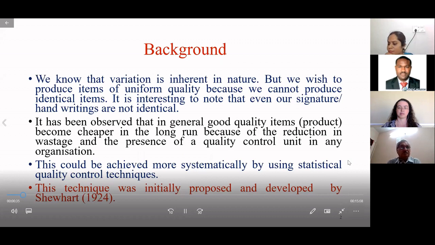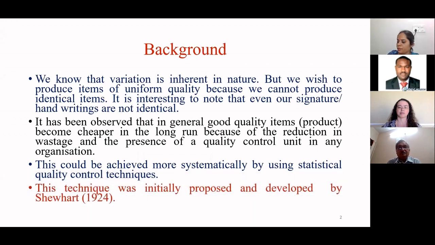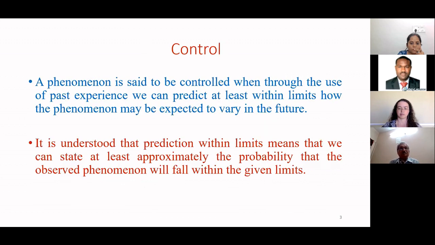It has been observed that in general, good quality items or products become cheaper in the long run because of the reduction in wastage and the presence of a quality control unit in any organization. This could be achieved more systematically by using statistical quality control techniques. This technique was initially proposed and developed by Shewhart in 1924.